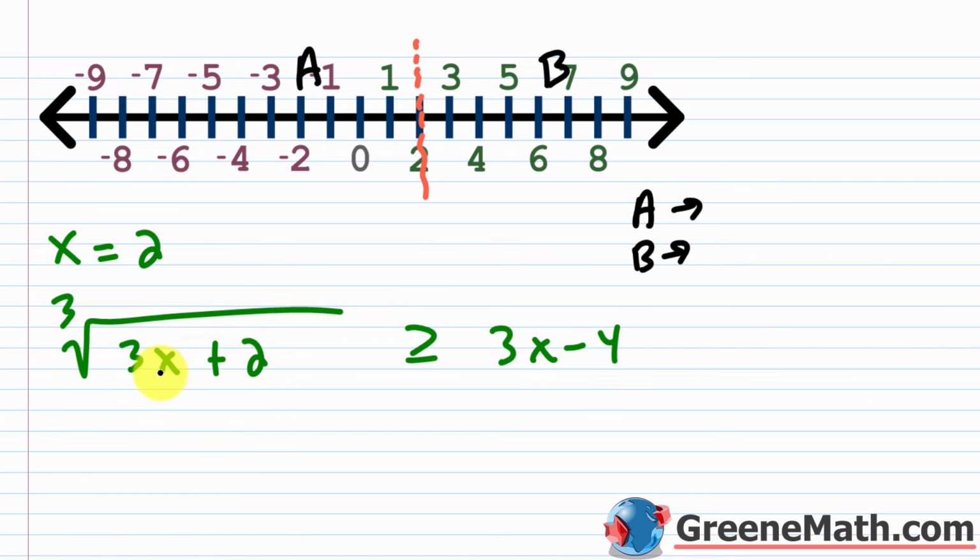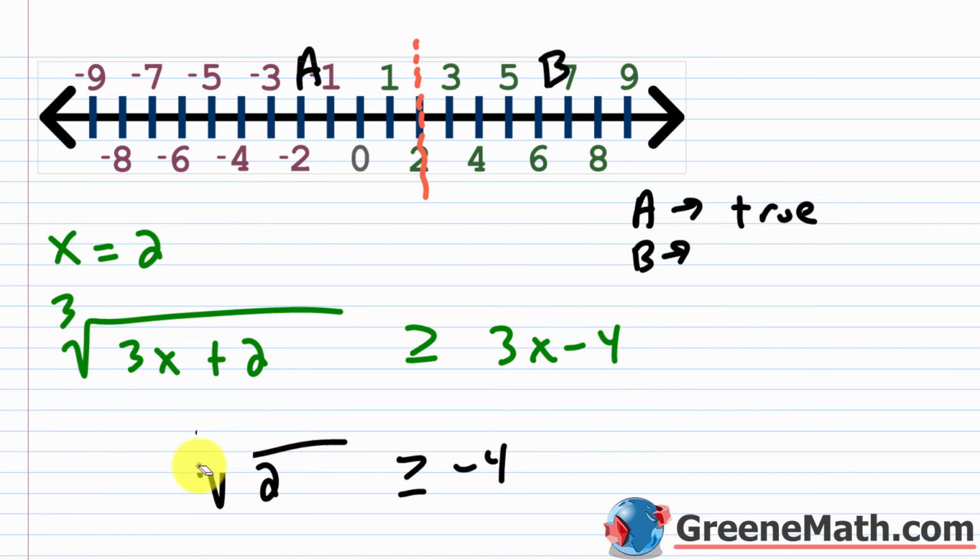So you plug in a 0 for x, you basically get the cube root of 2. So the cube root of 2 is greater than or equal to, plug in a 0 there, you get negative 4. Now, a positive is always greater than a negative, so you don't even need to know what the cube root of 2 is. So this is going to be true.